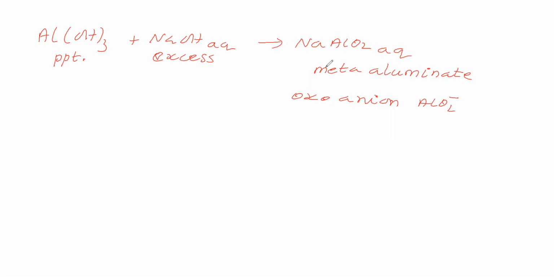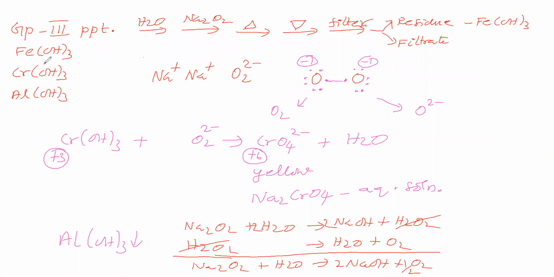So how are we taking the group 3 precipitate? Here we have taken the group 3 precipitate. To the group 3 precipitate, we are adding water, we are adding sodium peroxide, we are boiling the contents, cooling the contents and filtering. We will get a residue. The residue contains ferric hydroxide. This ferric hydroxide is not affected by this reagent. It will remain as it is in the precipitate form, so it will be in the residue.